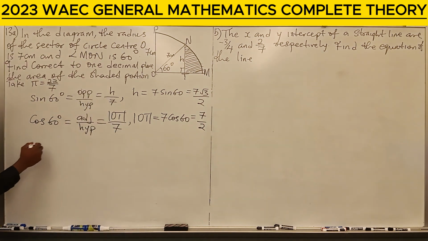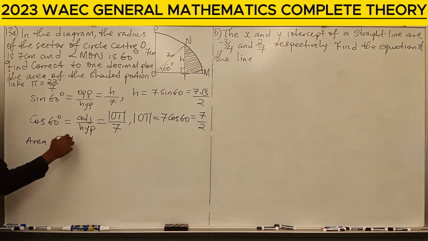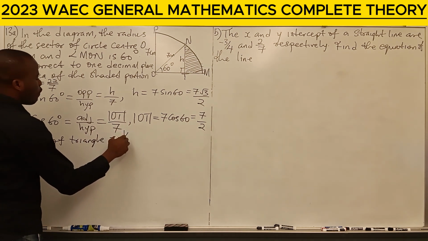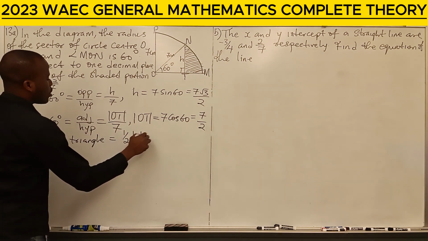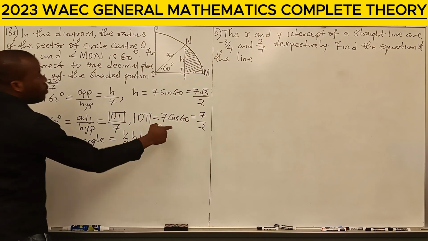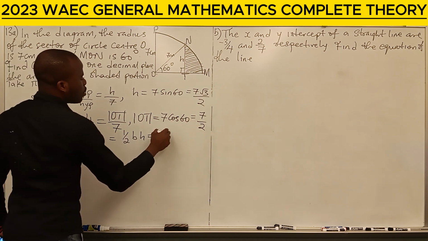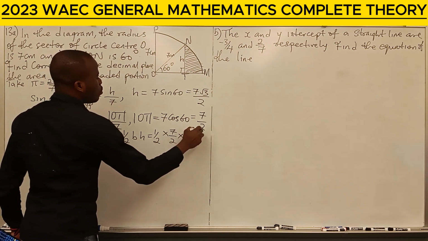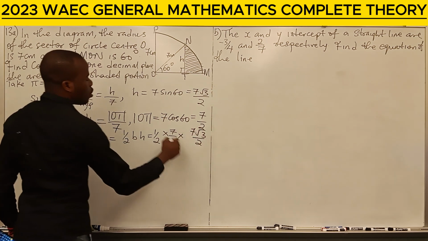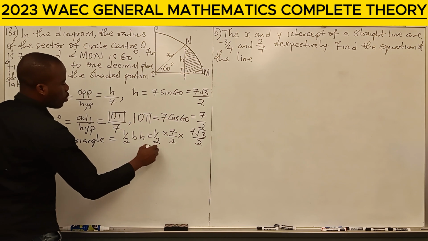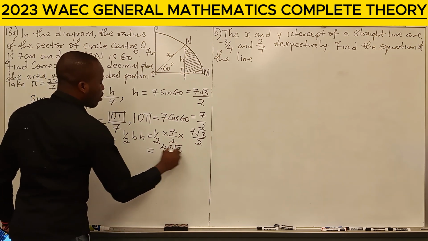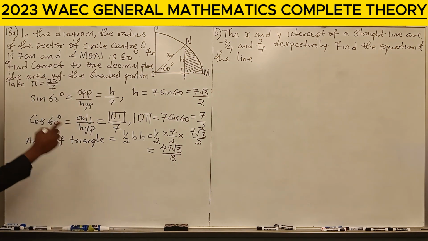Therefore, area of triangle is half base times height, which is the base now, which we have gotten 7 over 2 times height, which is 7 root 3 over 2. And this will give us 49 root 3 over 8. What about the area of sector?